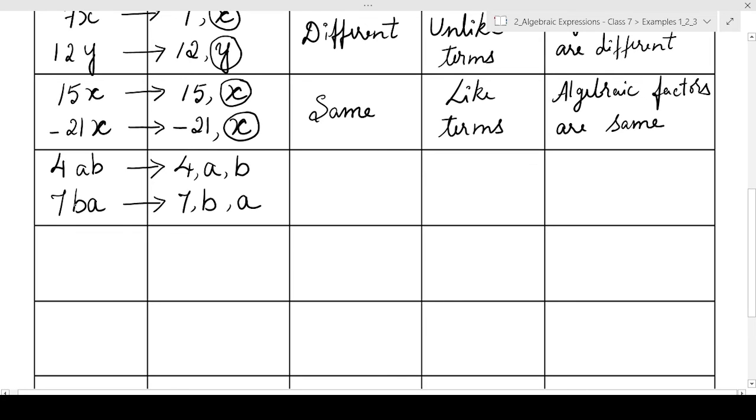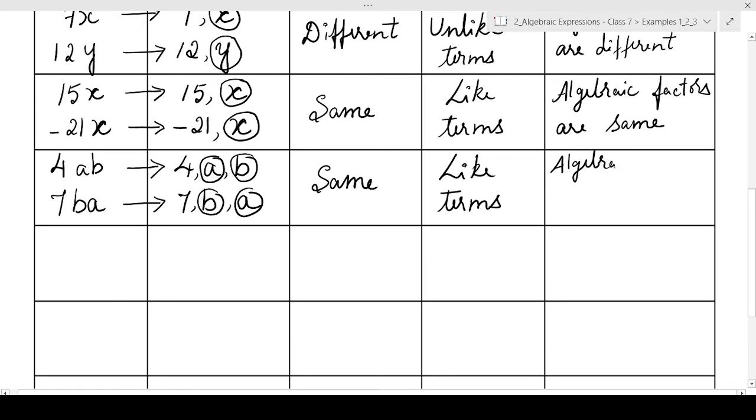Now if you're looking into these algebraic factors, you have an a here, you also have an a here, b and b. As such, these terms have the same algebraic factors. You have ab in the first term and ab in the second term as well. As such, they fall into the category of like terms. I repeat, please ignore the numerical factors. For the same reason, algebraic factors are the same. Remember, ab or ba, it's one and the same.